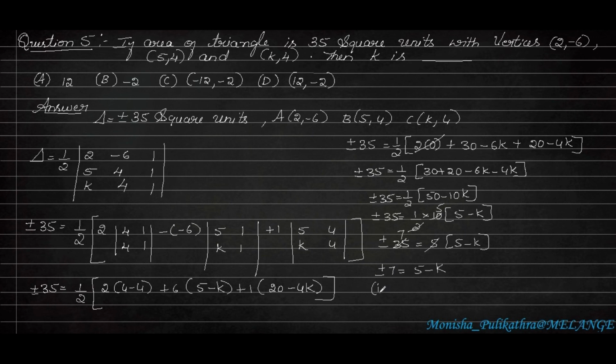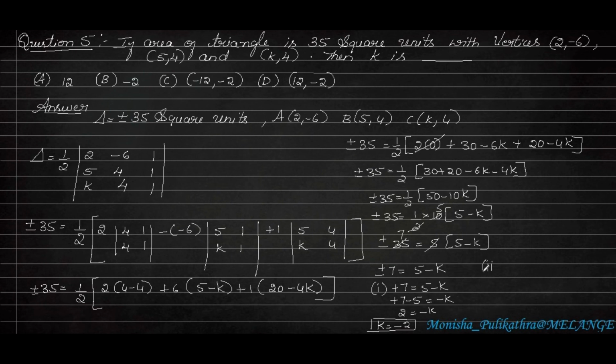Next we will be taking two cases. In the first case, plus 7 is equal to 5 minus k. So plus 7, when I shift plus 5 here, it will become minus 5 minus k. So 2 is equal to minus k, minus I will shift here. So k is equal to minus 2. So when delta is plus 7, that is positive 7, k will be minus 2.